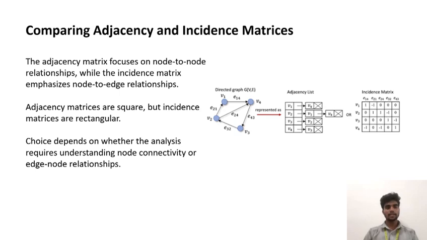Comparing adjacency and incidence matrices. The adjacency matrix focuses on node-to-node relationships, while the incidence matrix focuses on node-to-edge relationships. Adjacency matrices are square, but incidence matrices are rectangular. The choice depends on whether the analysis requires understanding node connectivity or edge-node relationships.